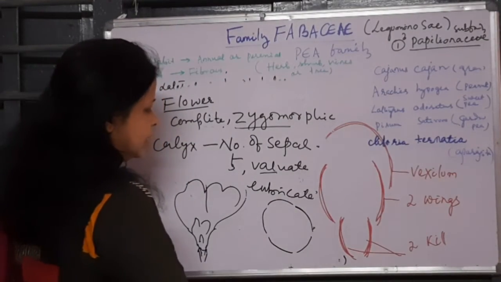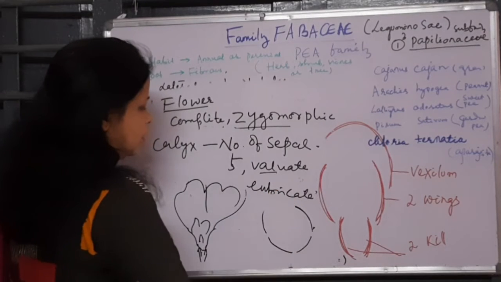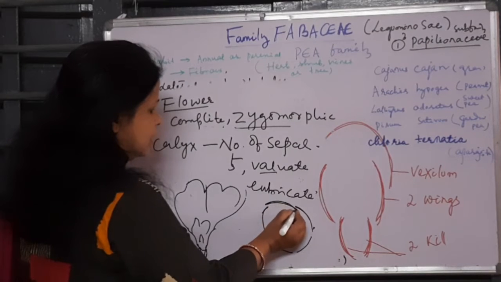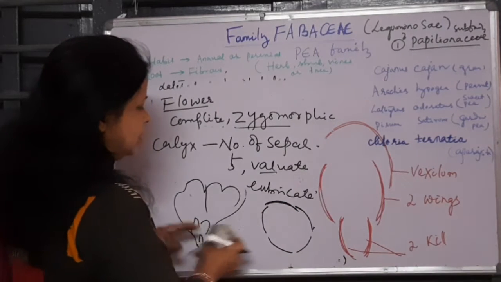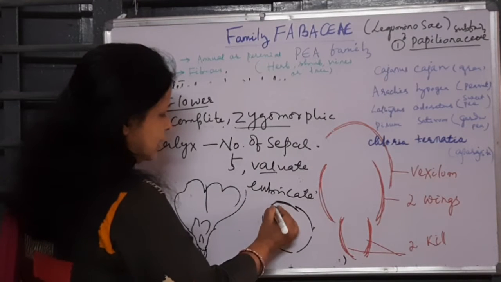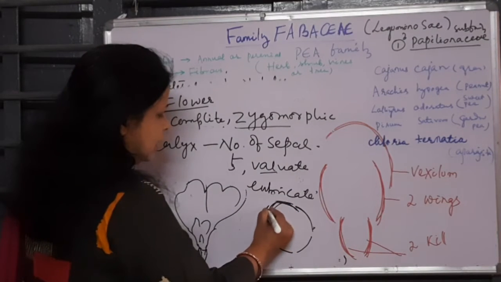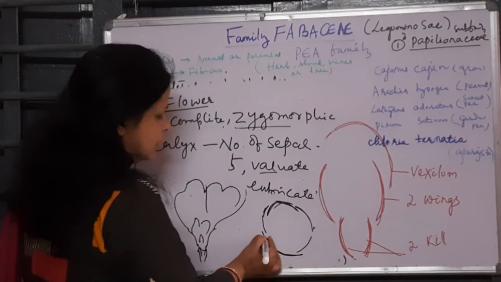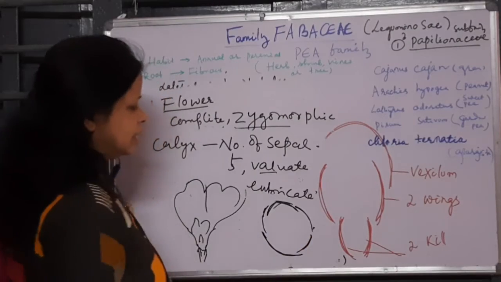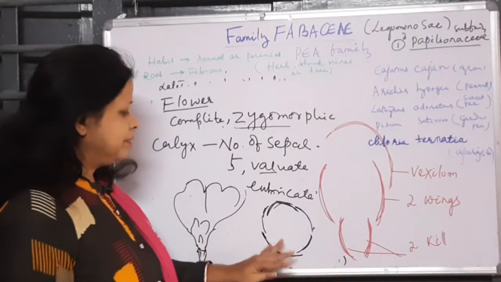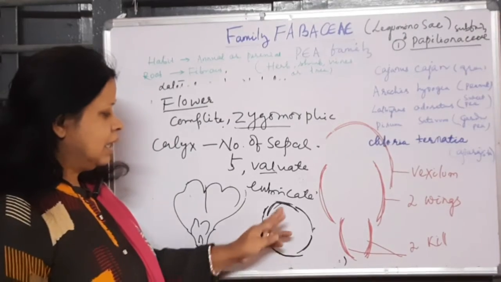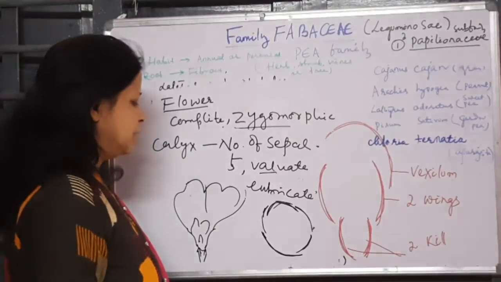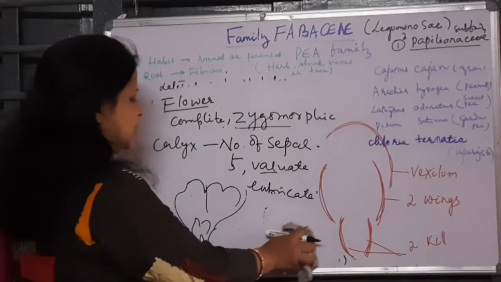And in imbricate, one of the calyx is in twisted condition. One of the sepals is fully inside the ring and one of the sepals is fully outside the ring. Then it is imbricate aestivation. Out of these 5, 3 are in twisted condition and 1 is fully present inside and 1 is totally outside the ring. So this is called imbricate aestivation.